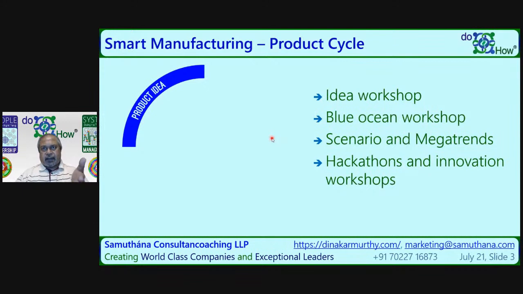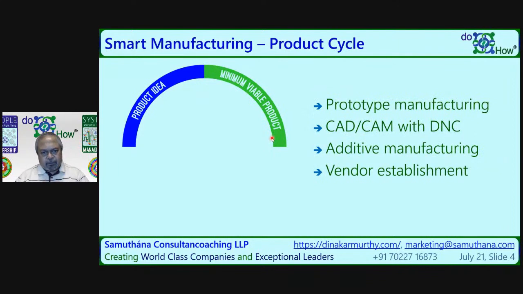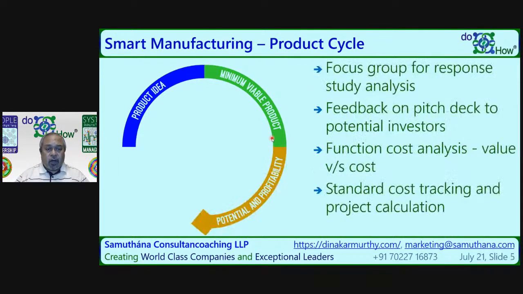Yesterday I spoke about the product cycle. Today I spoke about the product cycle and product idea. Today I spoke about the minimum viable product. Tomorrow I'll be talking about how you would understand the potential and the profitability of this particular product which we manufactured, and what kind of smart manufacturing ideas can come in there, which I've been associated with. Not that a lot of things are possible, I'm only talking about where I have been associated. That I'll explain tomorrow. And then after that, we are going to talk about what decision has to be taken to go to the next level.